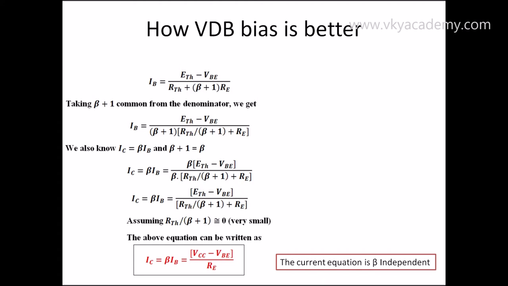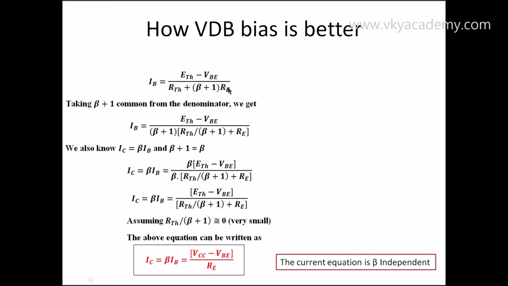Now in case of voltage divider bias configuration, the R1 and R2 resistances, which make the voltage divider, provide a good RTH value at the base terminal. We can select the values of R1 and R2 in such a way that it will provide very good stability to the circuit, or you can say it makes the IC current beta independent. The calculation is very similar to the emitter bias configuration.